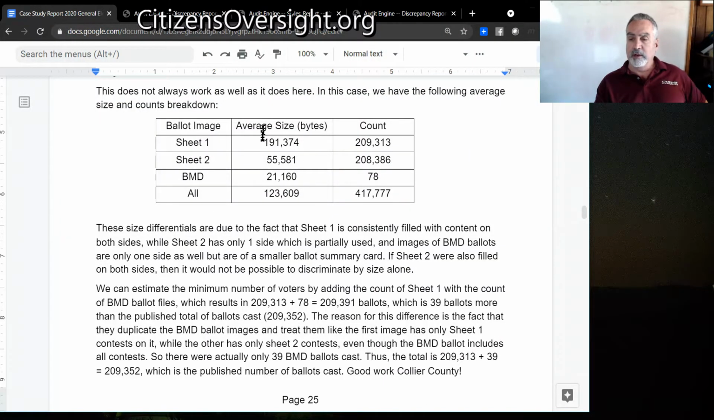And you can see here the average size of sheet 1. That's because it's got 2 sides. Sheet 2 is a lot smaller just because it's got only a side 1. And the BMD is way smaller yet because it's an even smaller file. So you can really see the difference here. The BMDs are much smaller in physical size as well, so it isn't just the fact that they have one side.